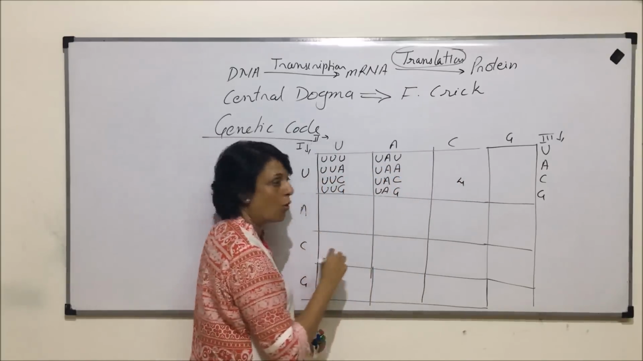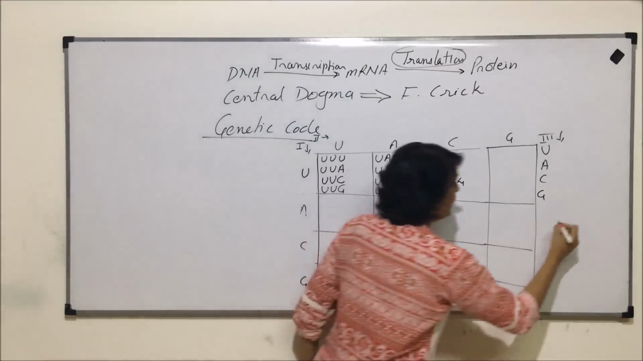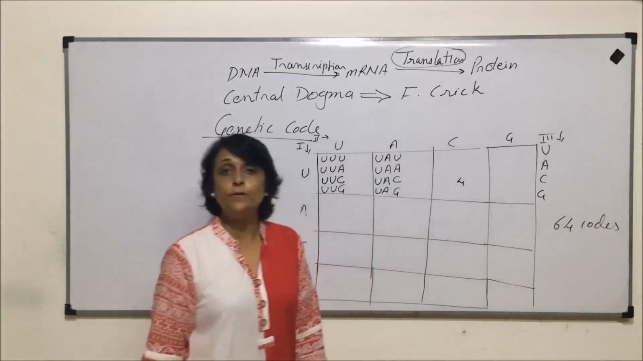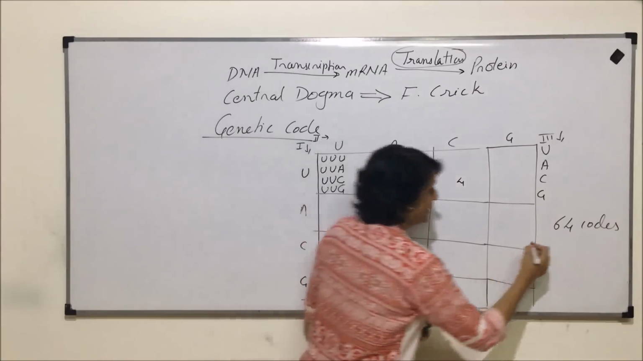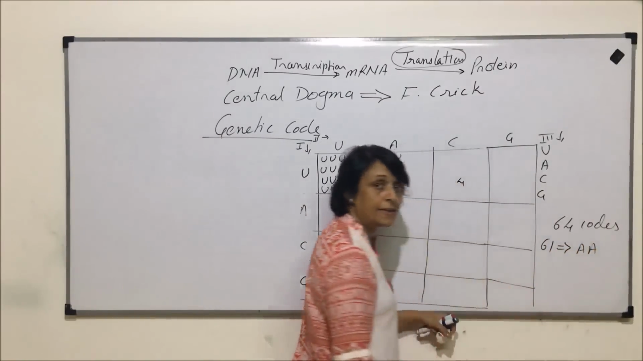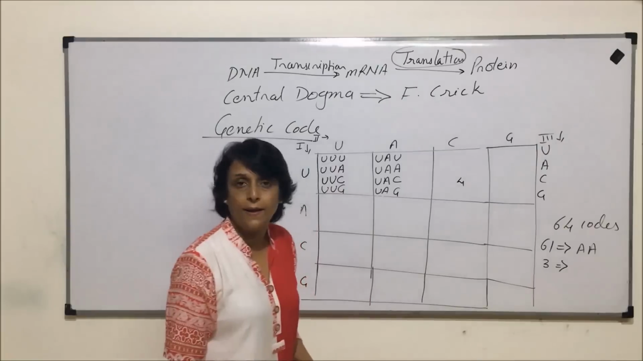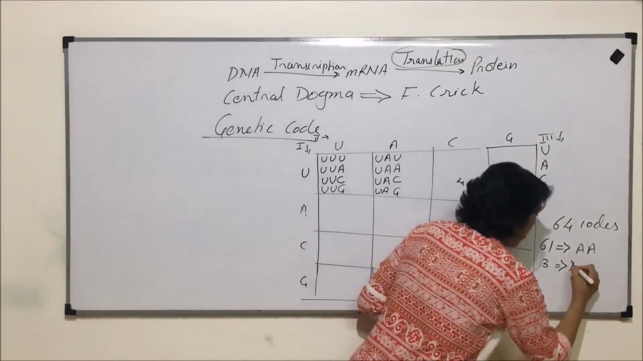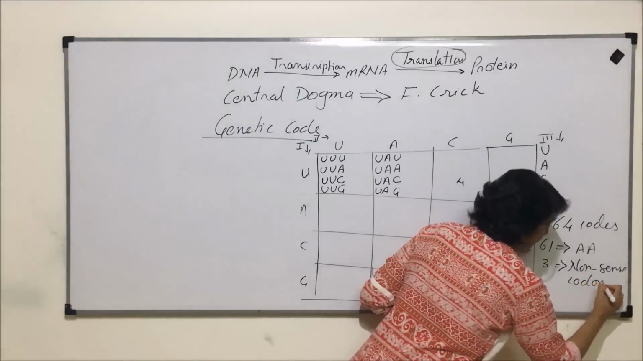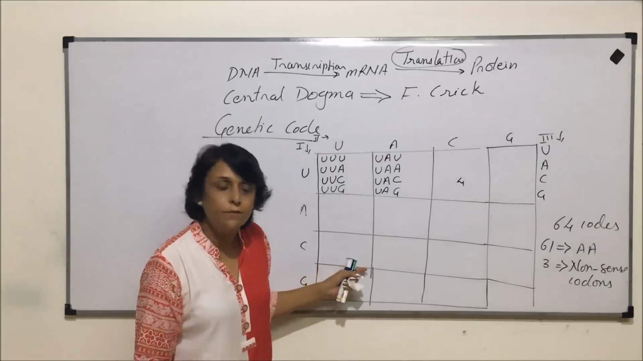Similarly, we'll get four more. If we calculate or count all these, we would get 64 codes. Out of these 64, 61 actually code for amino acids and 3 do not code for anything. So these 3 are called nonsense codons. We will use some other words also for these when we actually come to the salient features.